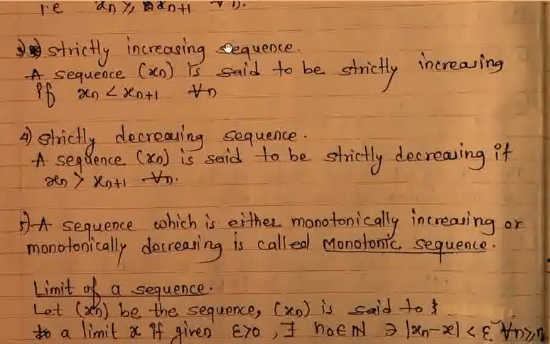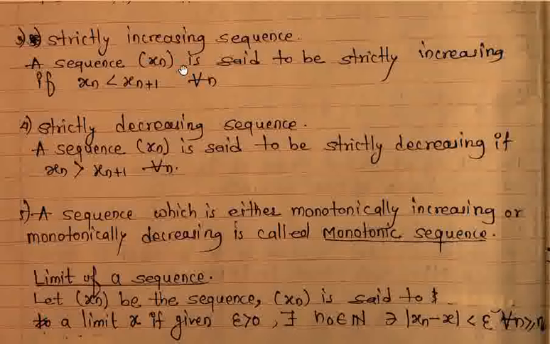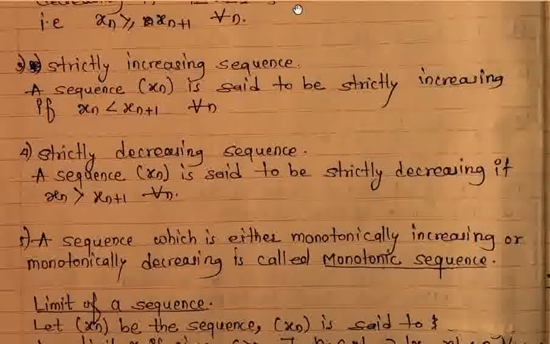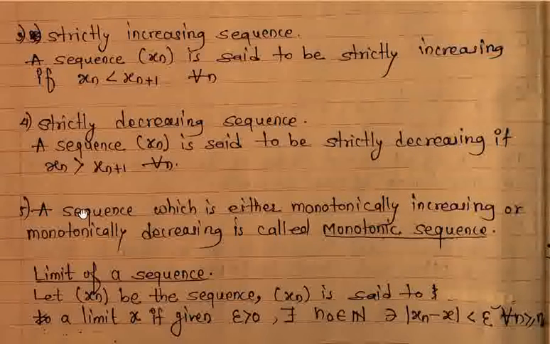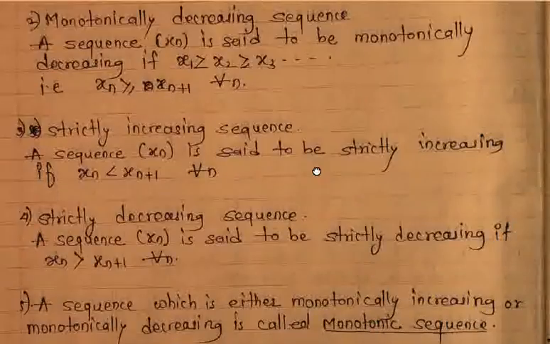Then you have a strictly increasing sequence. A sequence xn is said to be strictly increasing if xn is less than xn plus 1 for all n. A sequence which is either monotonically increasing or monotonically decreasing is called a monotonic sequence, because a monotonic sequence consists of monotonically increasing and monotonically decreasing sequences, so that's why it is like that.